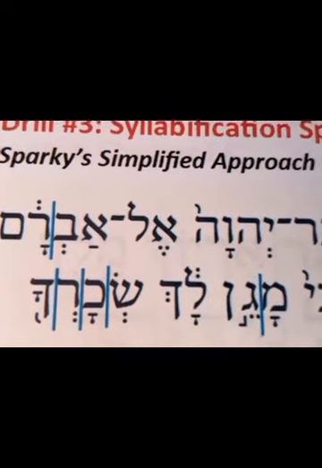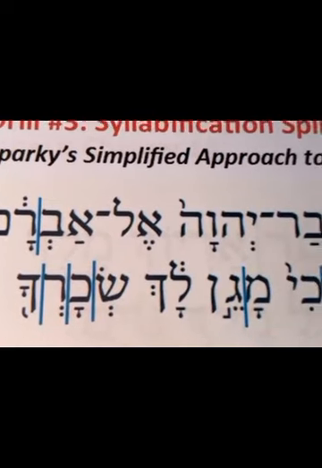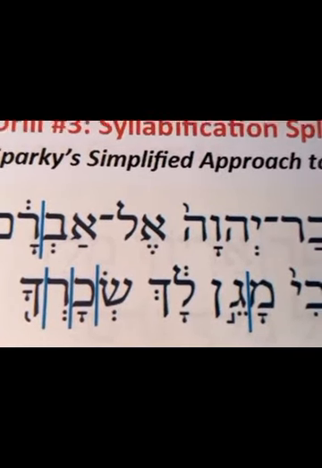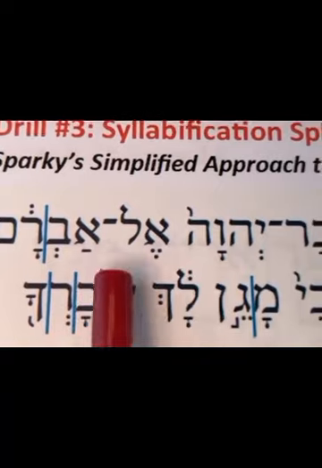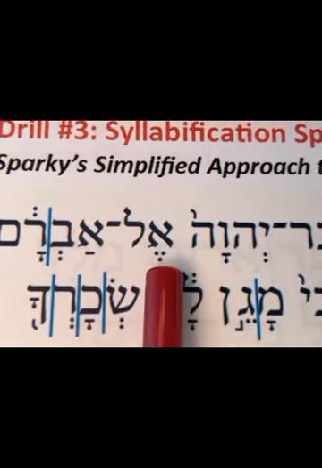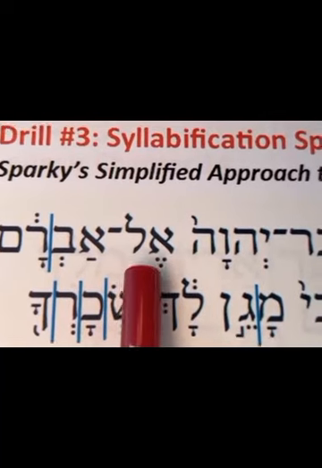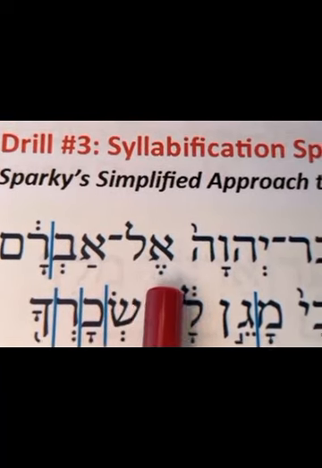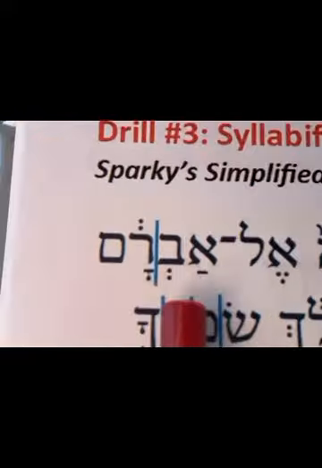El, meaning to, the preposition, not El meaning God, but El meaning the preposition to Avram. That is a closed syllable. Begins with the consonant Aleph, has a vowel in the middle, ends with the consonant Lamed, pronounced El.